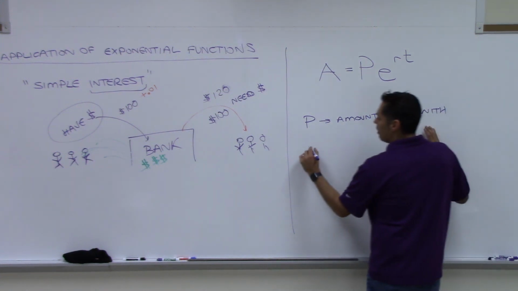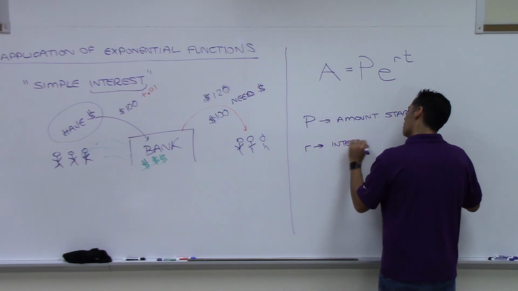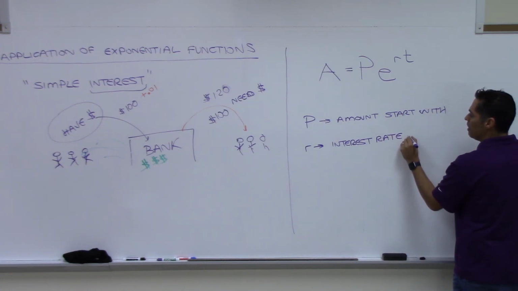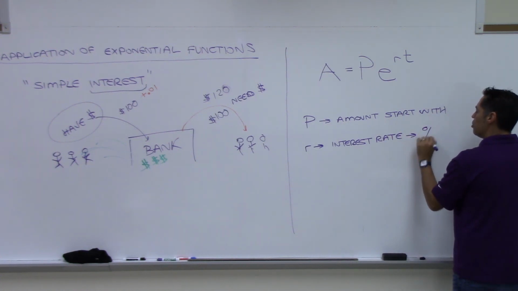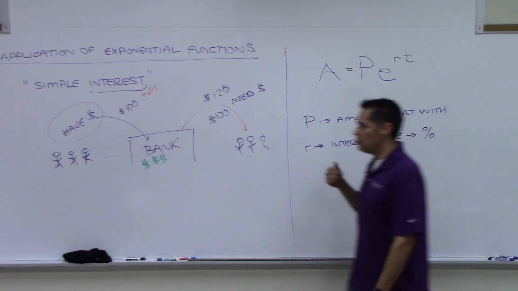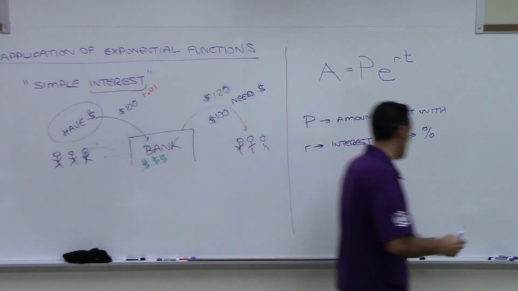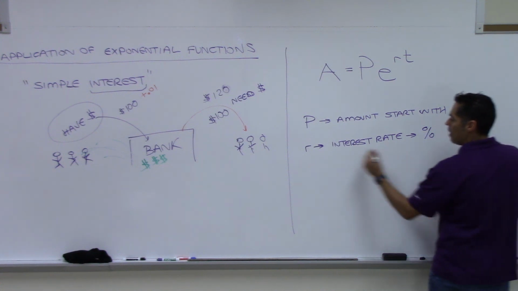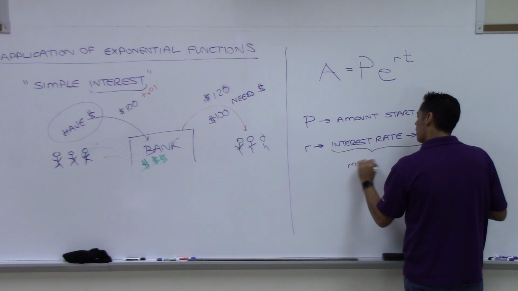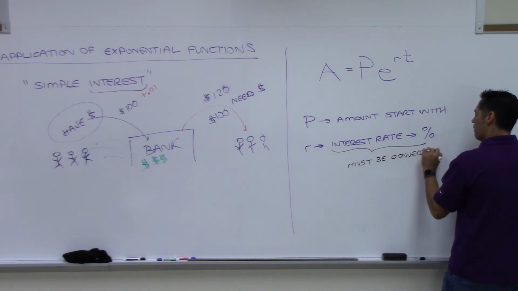All right, r in the problem is what we call the interest rate, and it's usually given as a percentage. So on a credit card, you might have 12% interest, you might have 16%, 20%, but it's important that when you're using it in the formula, this interest rate must be converted to a decimal.